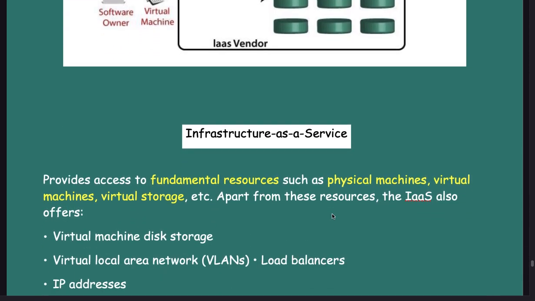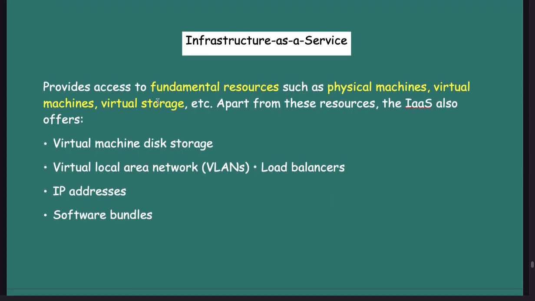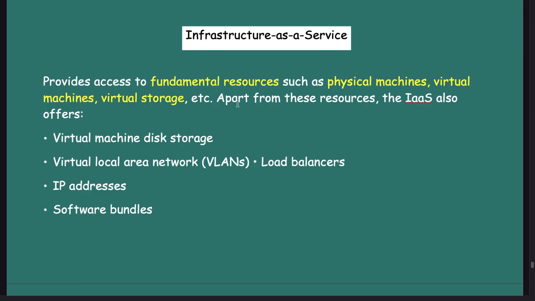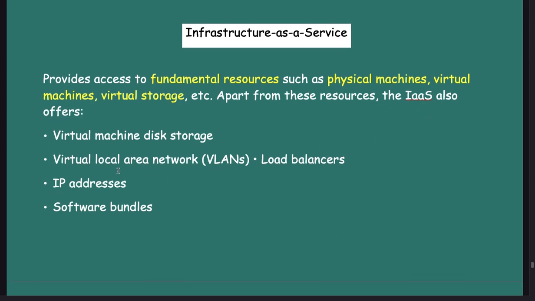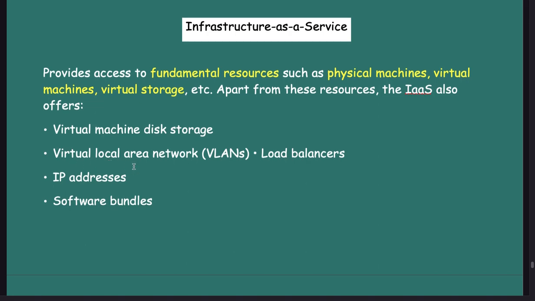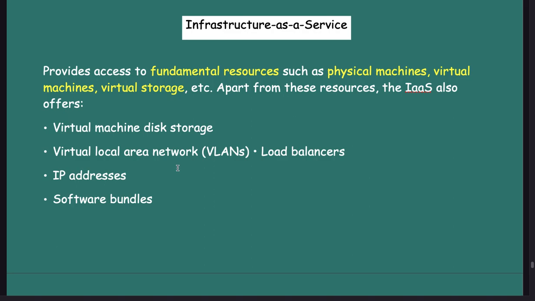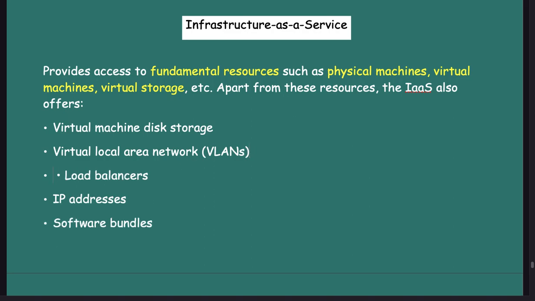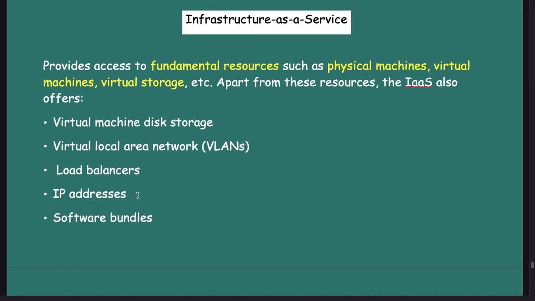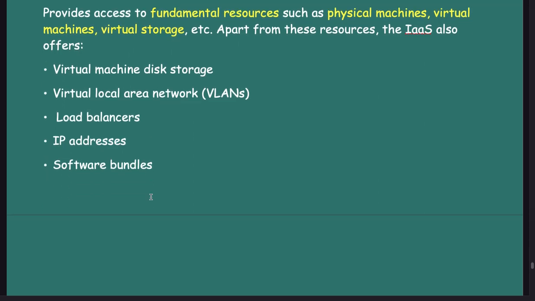Let's see the definition. Infrastructure as a service provides access to fundamental resources such as physical machines, virtual storage, etc. Apart from these resources, IaaS also offers virtual machines, disk storage, virtual local area networks (VLANs), load balancers, IP addresses and software bundles. It offers all these services.